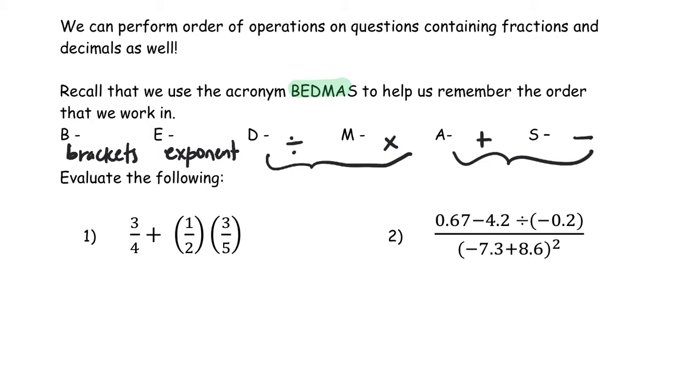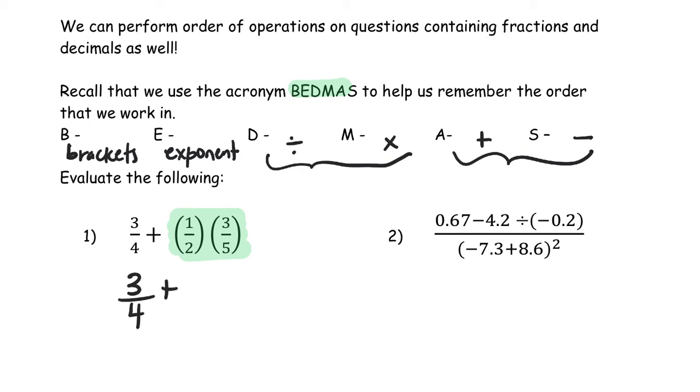Okay, so we're going to follow the same procedure as we did before. We look at our question, we ask ourselves, are there any brackets? And in this case, there are two numbers in brackets, but nothing to do with inside of those. Are there any exponents? No. Is there division or multiplication? Yes, there is a multiplication question right here. So we complete that multiplication question.